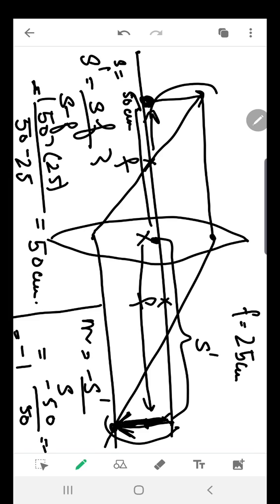Now, a very good point in it. If your object is placed at double the distance of your focal length, for example, right now our focal length is 25 centimeters, right? And our object is placed at 50 centimeters. So whenever your object is placed at double the distance of your focal length, you will get exactly the same size of image on the other side, whereas it will be an inverted and real image. Very important point, guys. You need to remember this.